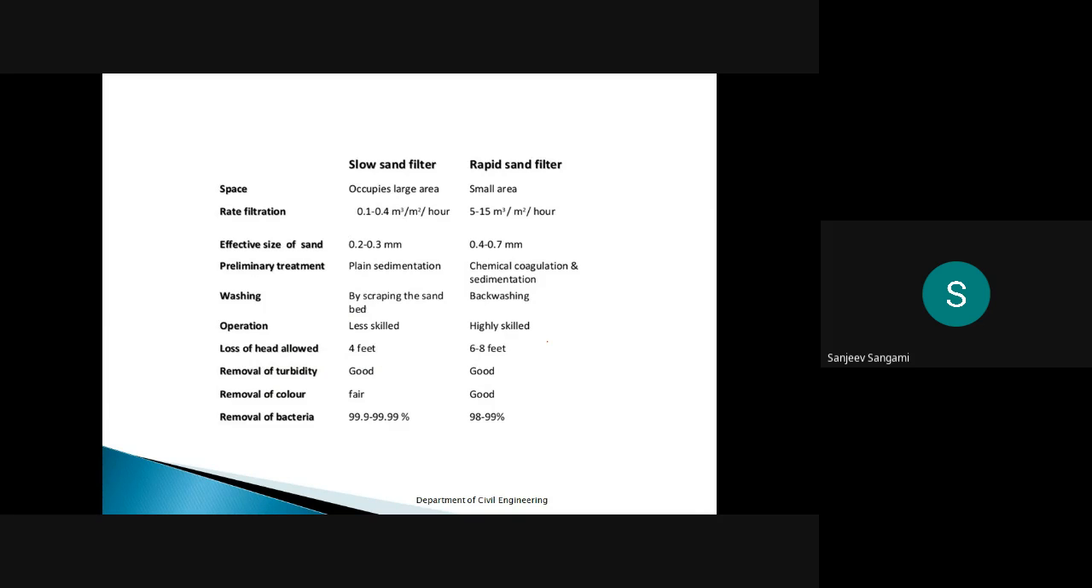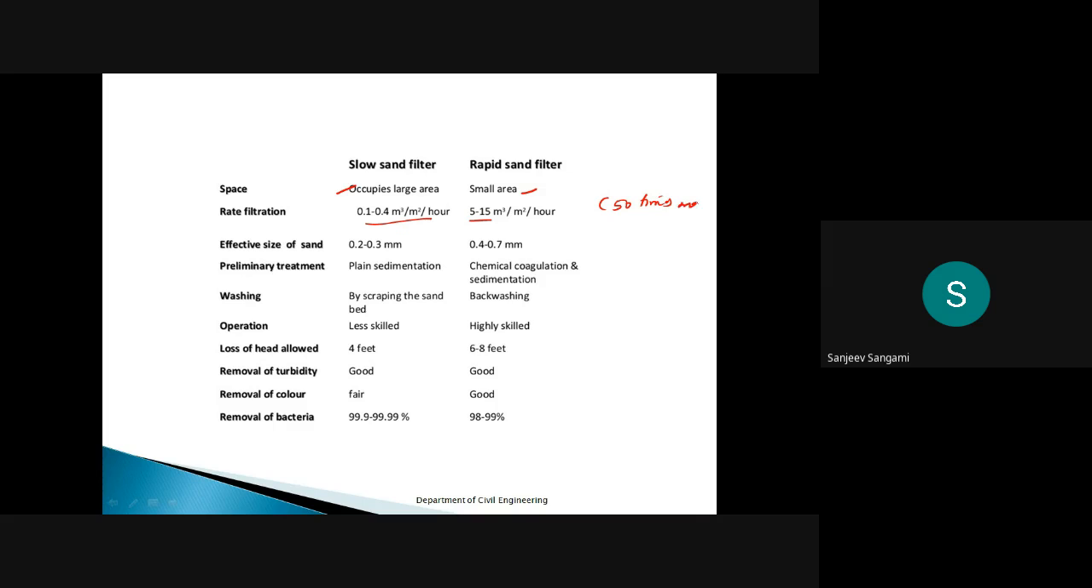Then the differences between the slow sand filtration process and the rapid sand filtration process. If you are talking about slow sand filtration, a large area is required. Rapid sand requires a small area. Rate of filtration here is 0.1 to 0.4, here it is 5 to 15. Just imagine, almost 50 times more.